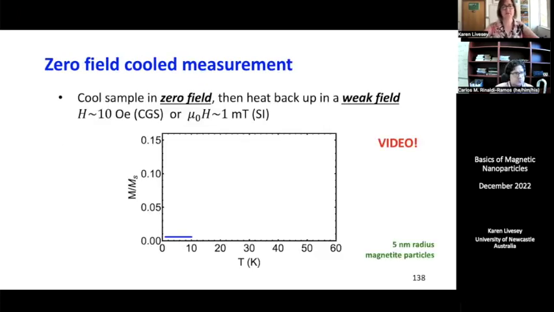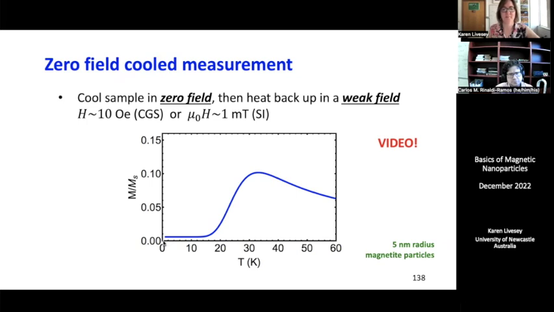Okay, so a zero field cooled measurement: we cool a sample of magnetic nanoparticles in zero field, then we heat it back up in a weak field, say 10 Oersteds. I'm using CGS units here, which is very bad; we talked about that last time. But anyhow, we heat up in that field, and this is the sort of curve that we got. There's a video to try to show what was going on here. The SI equivalent of that small 10 Oersted field is about 1 millitesla.